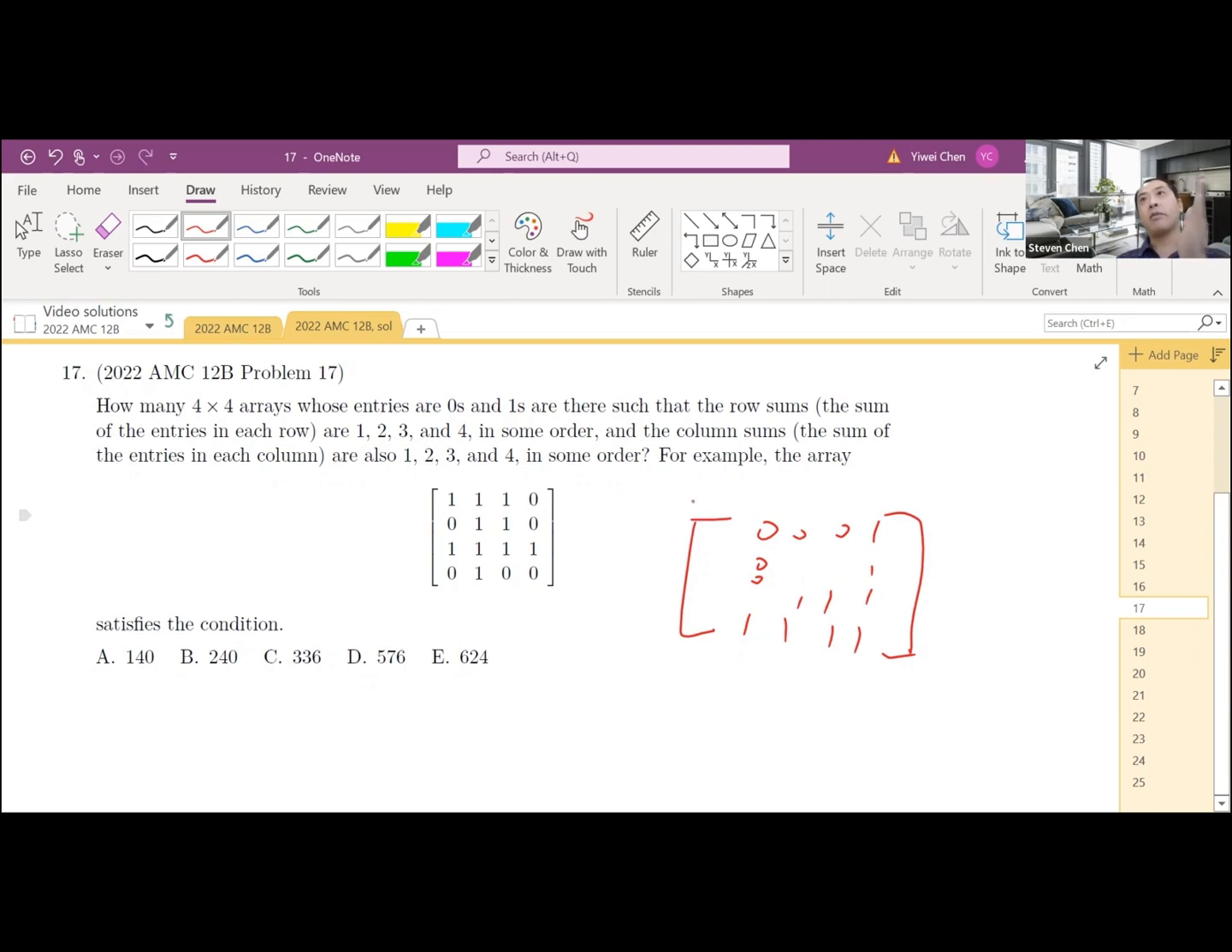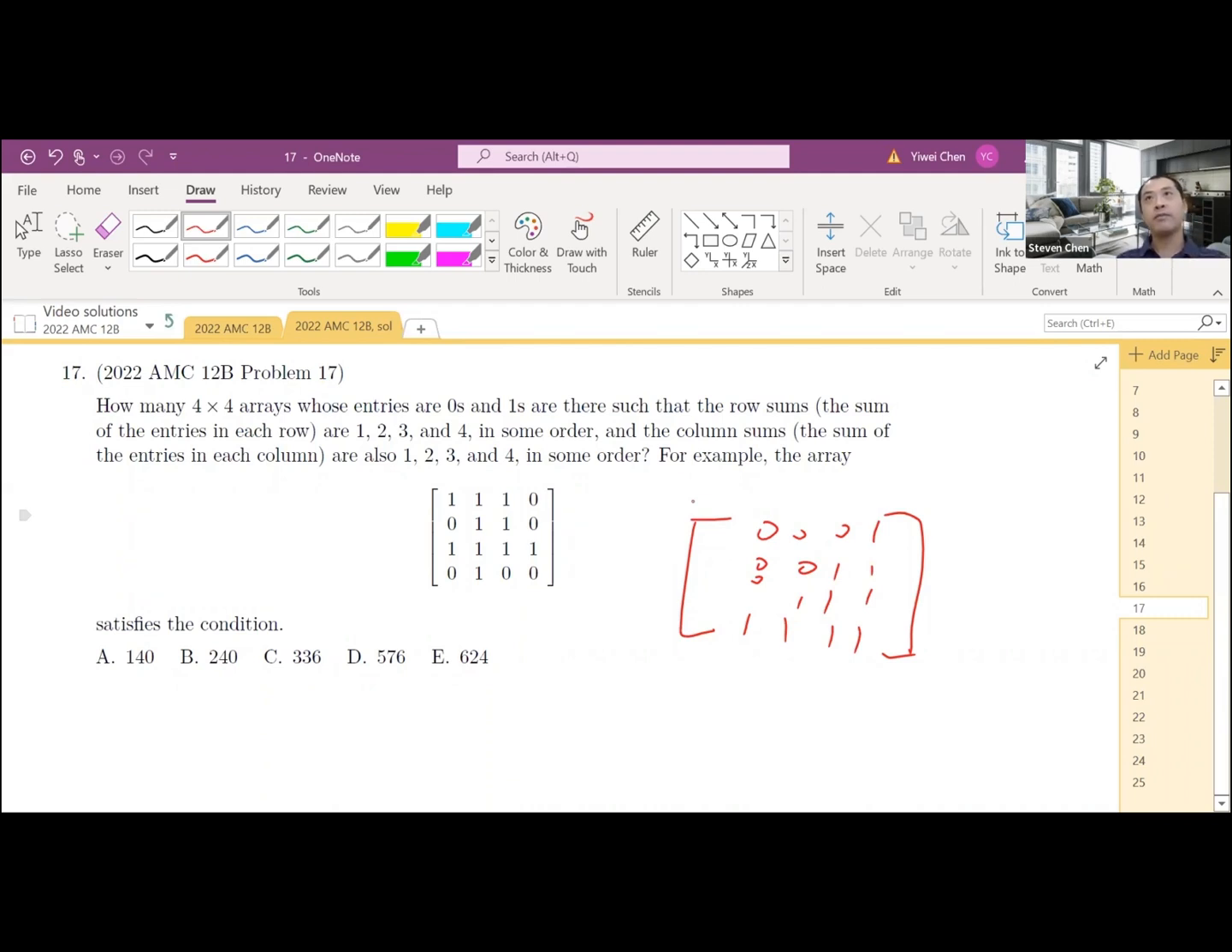Then let's look at column 3. Again, this column should have 3 ones. Therefore, the leftover entry should be 1. And then let's go to row 2. This row should have 2 ones, so the leftover entry must be equal to 0. This construction tells us that such a benchmark matrix is unique.